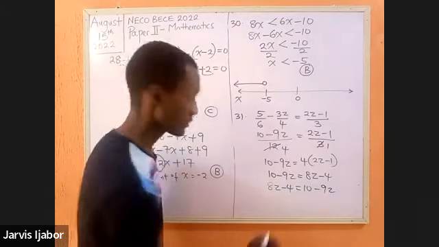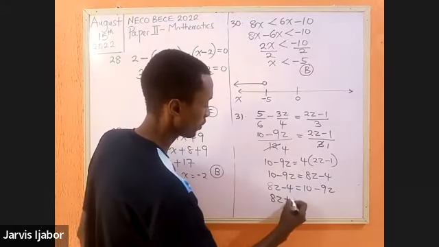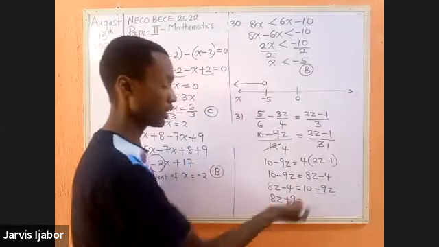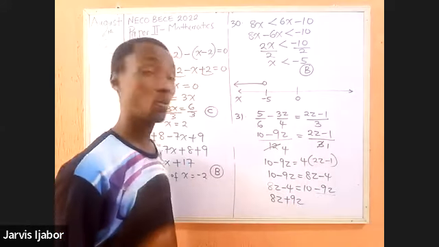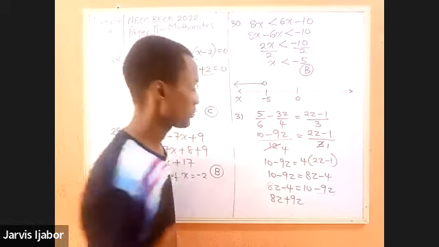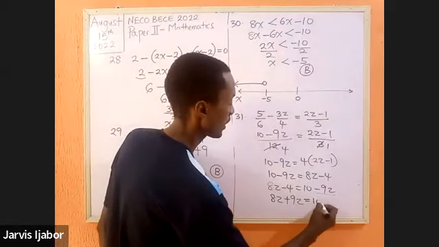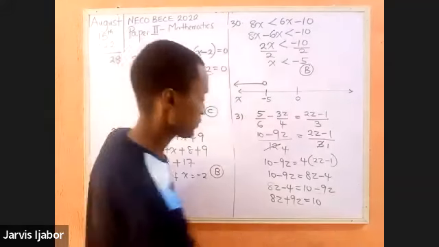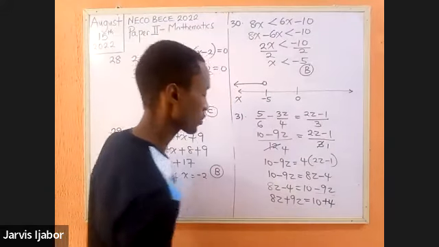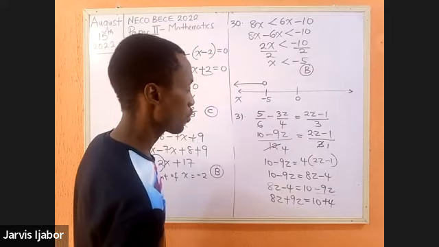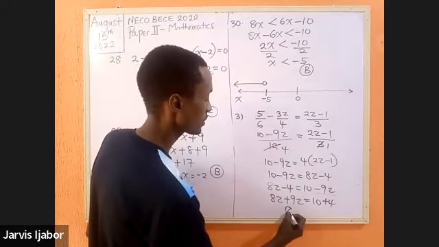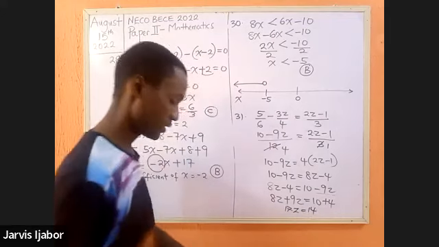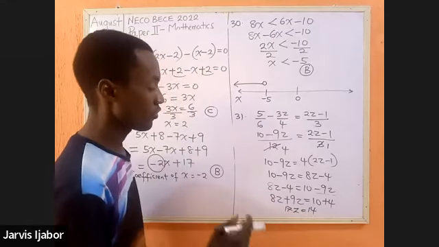To collect like terms, 8z plus 9z, because this was negative. So in crossing equality it becomes positive. And that will give me 10. Crossing equality becomes positive, plus 4. All right, so what do we have? We're going to have a situation where 17z will be equal to 14.